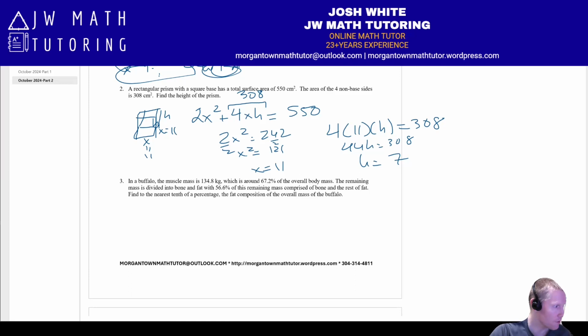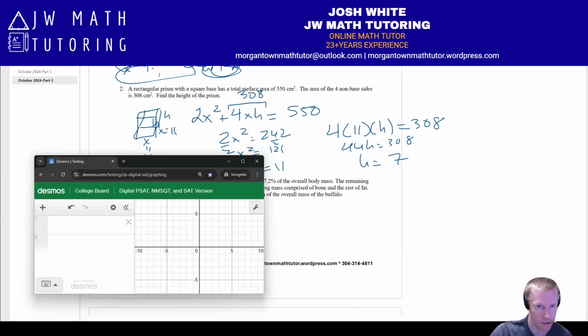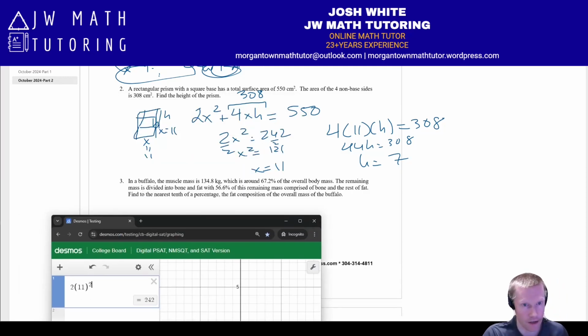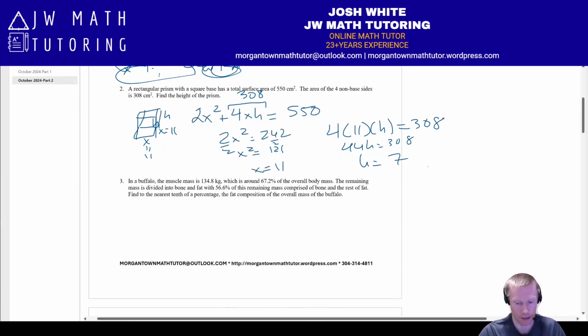So let's just confirm this in Desmos, make sure we did the calculations correctly. So first of all, we have 2 times, I said the base sides were each 11, and then we've got 4 times 11 times 7. Okay, that adds up to 550, and just this part adds up to 308. So yes, we got the right values. So the height for this rectangular prism is just 7 centimeters.